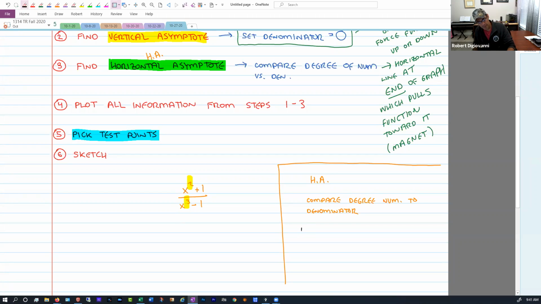The first thing that could happen is that the degree of the numerator could be smaller than the degree of the denominator, which is what we have here, right? The degree of the numerator is 2. The degree of the denominator is 3. So the degree of the numerator is smaller than the denominator. If that happens, then the x-axis is the horizontal asymptote. It will always be the x-axis if the degree of the numerator is smaller than the denominator.